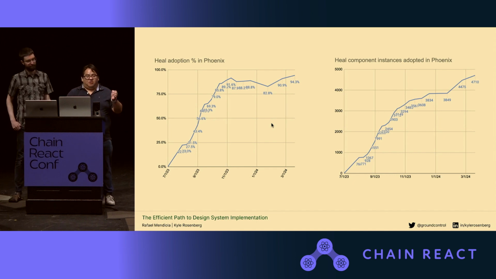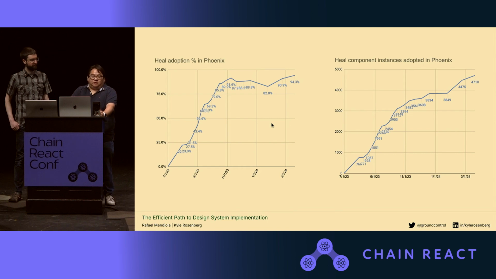Walk quietly and carry a big stick. The code mods let us transform the code base literally overnight. For example, we replaced all instances of the icon component in one PR, and there were hundreds of them. Today, we sit around 95% adoption. We're at a little over 5,000 instances.